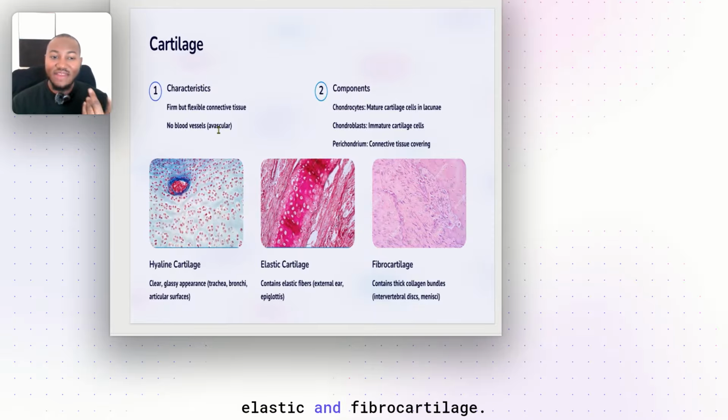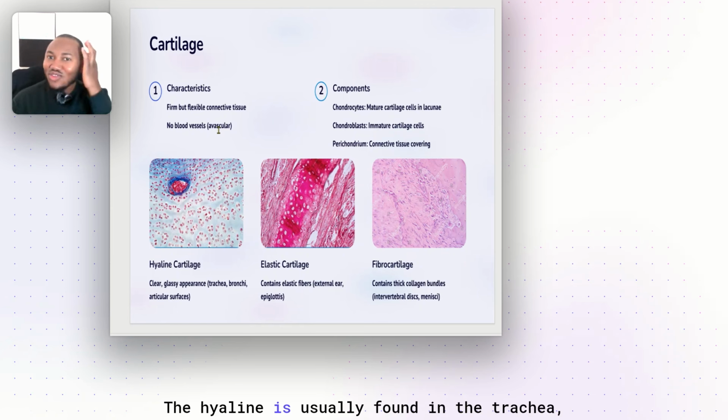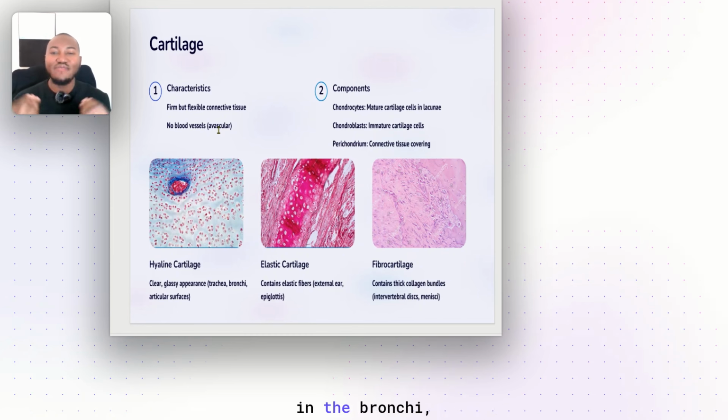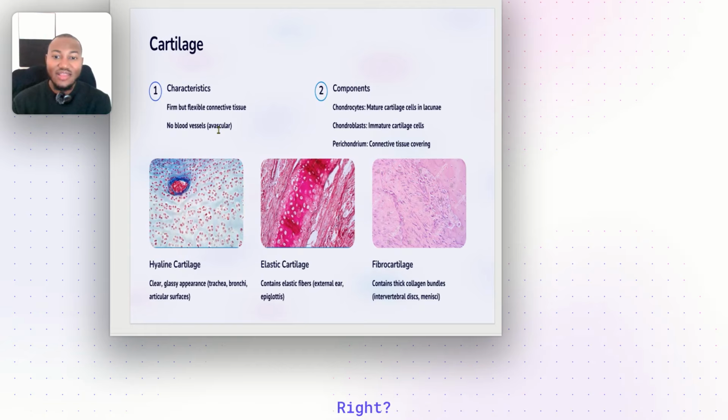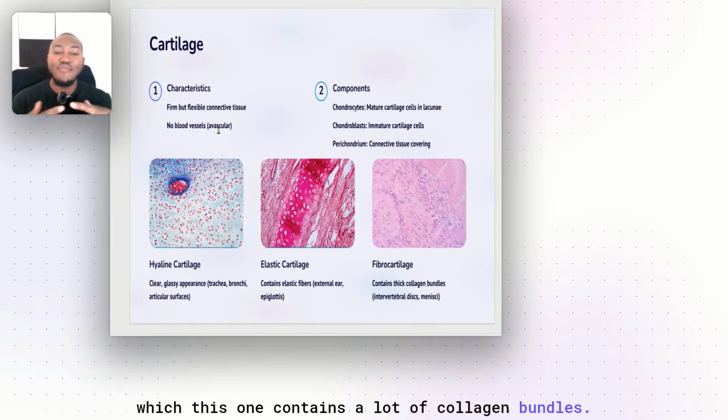We have hyaline, elastic, and fibrocartilage. You need to know where they are found. The hyaline is usually found in the trachea, in the bronchi, all these articular surfaces. That's where you see hyaline cartilage. Then you see elastic cartilage. Elastic cartilage contains elastic fibers. That's like your ear, like your epiglottis. Then we have the fibrocartilage, which contains a lot of collagen bundles.